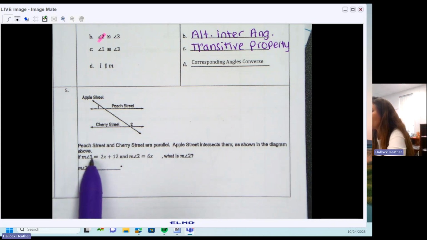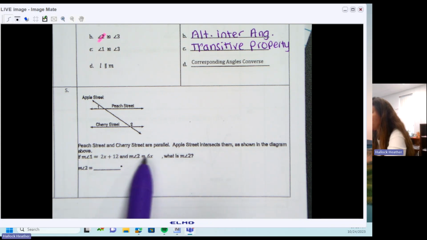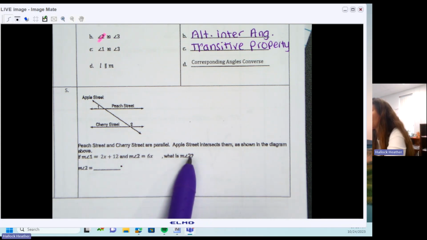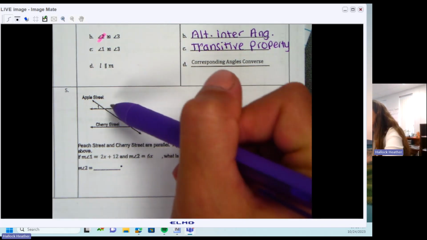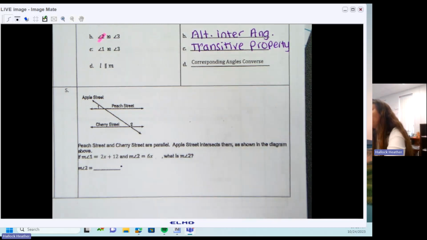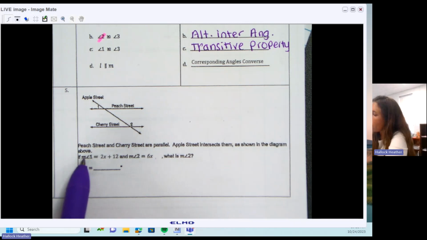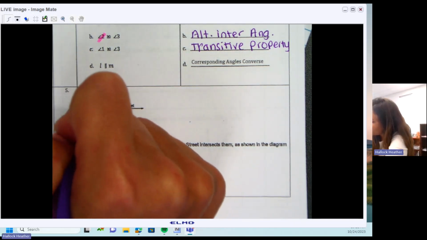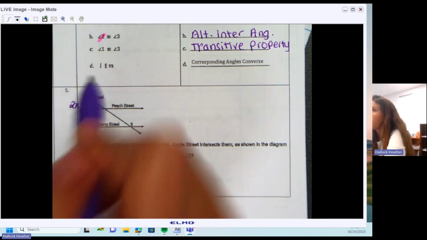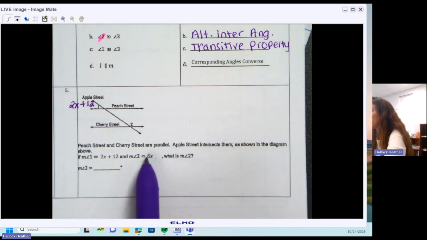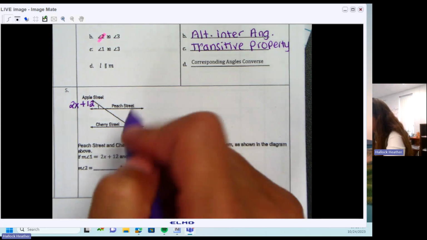If the measure of angle 1 is 2x plus 12, and measure of 2 equals 6x, what is the measure of angle 2? This is where I say, if they're giving you a picture and you have a math problem, plug in your information, using the pictures there to help you. So I'm going to put 2x plus 12 where measure 1 is technically. And I'm going to put 6x where measure 2 is. 6x is here.